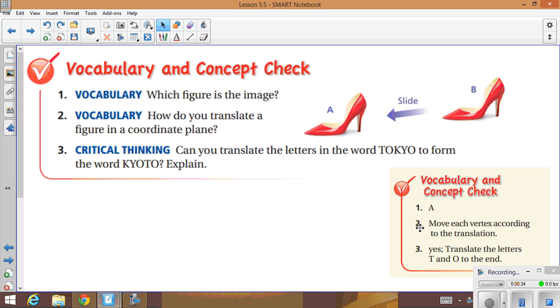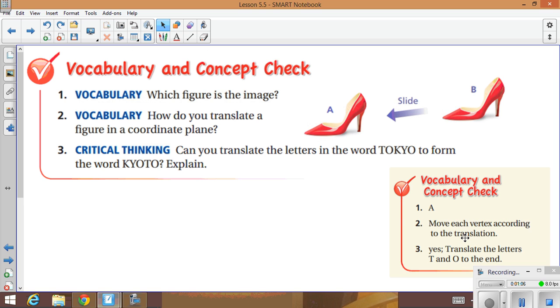Number 1, the solution is A. A is the image. If you notice the arrow of the slide, we're sliding shoe B into position of A. Right? So don't let the letters drive your solution. For number 2, how do you translate a figure in the coordinate plane? You're going to move each vertex or point according to the translation. So if it said right 1, down 3, you're going to move every point right 1 unit and then down 3 units.